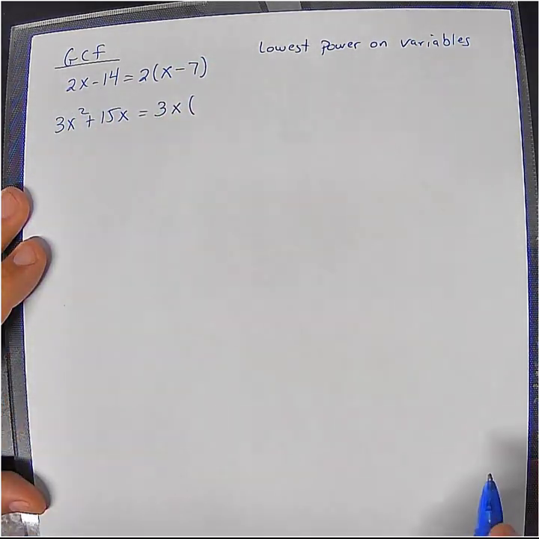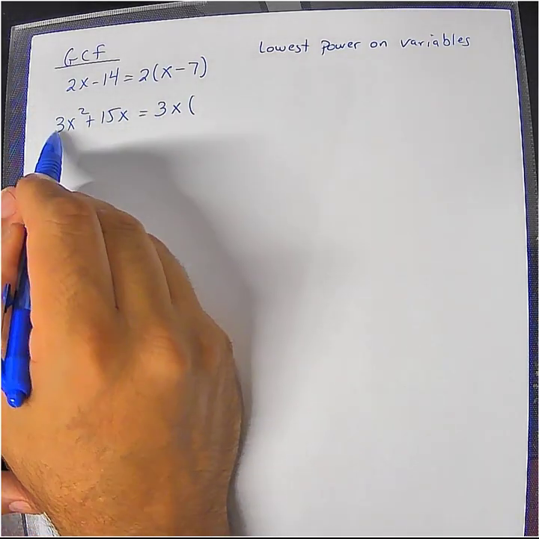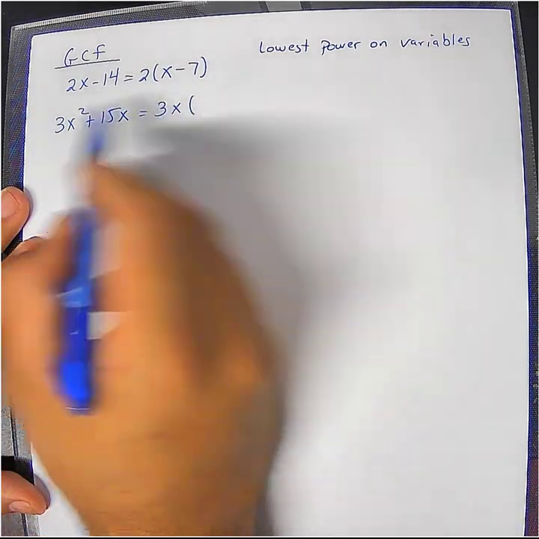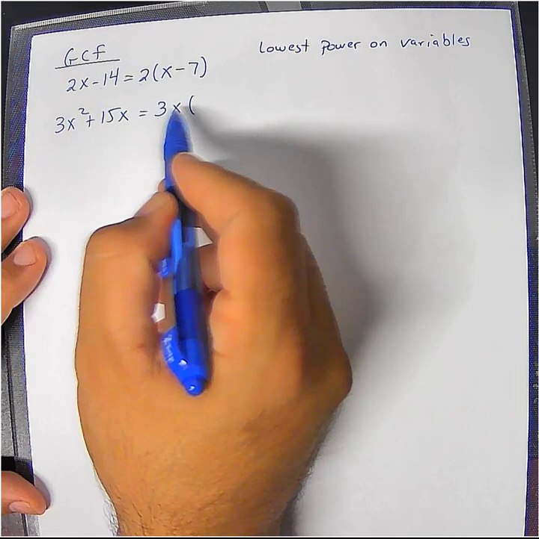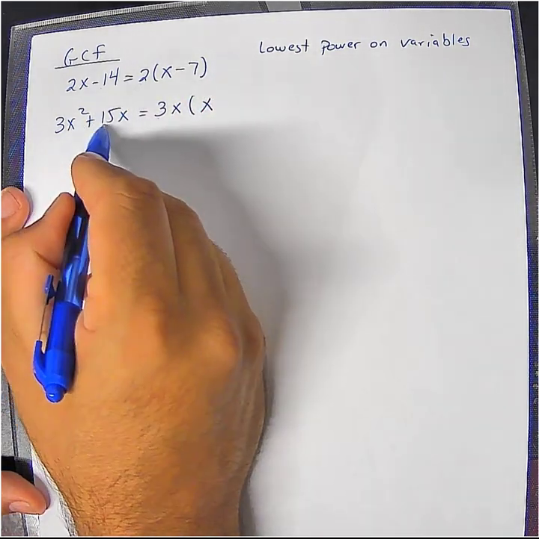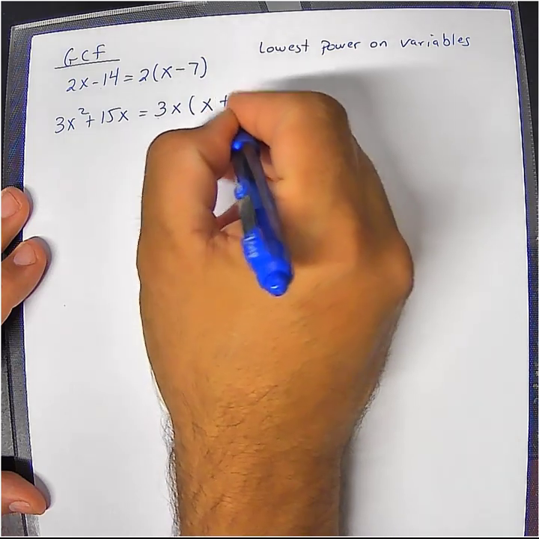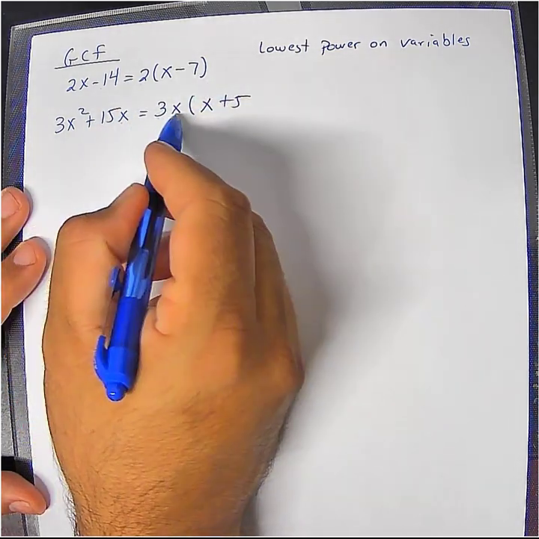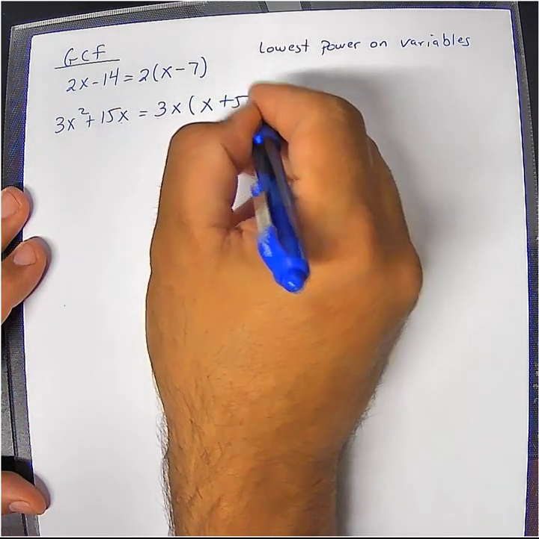Open our parentheses. Do your division. 3 divided by 3 is 1. I had 2 x's, but I took 1 out. That leaves me with 1x. A positive 15 divided by 3 is a positive 5. I had an x, and I took an x out. There's no more x's, and we are done.